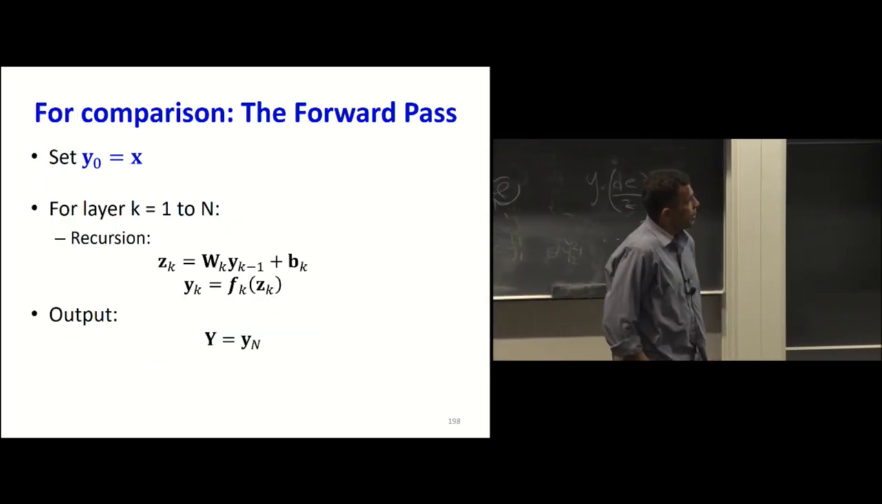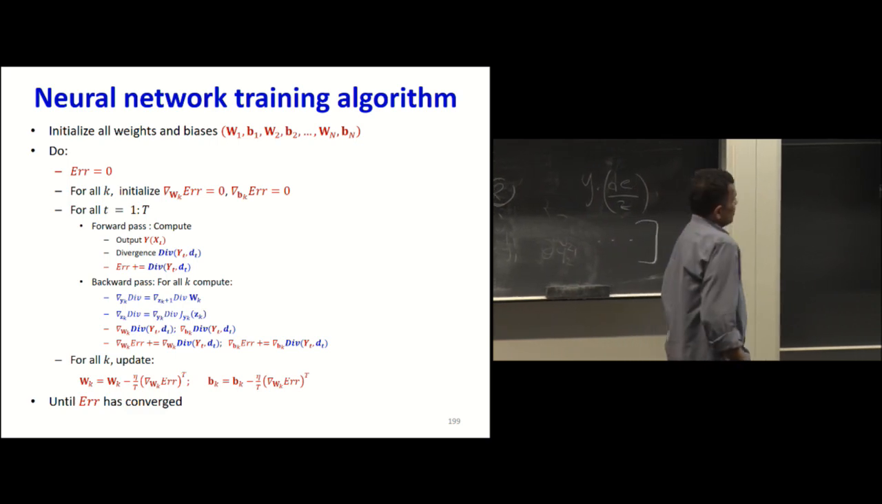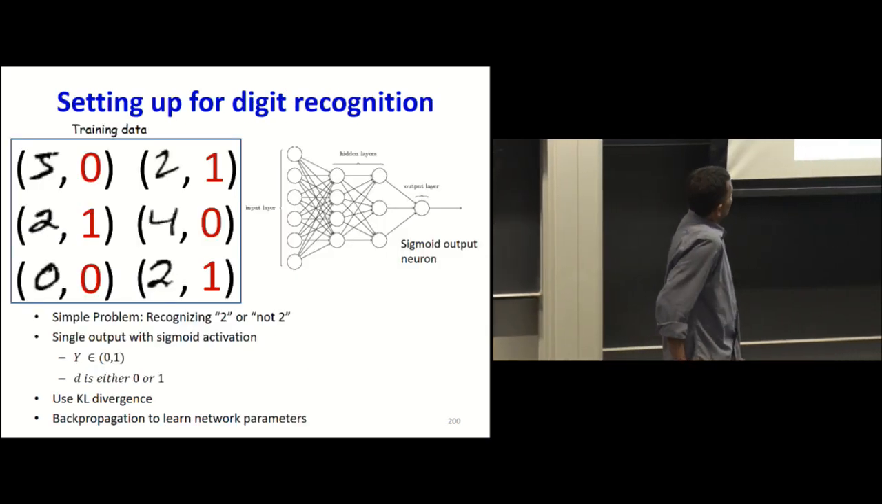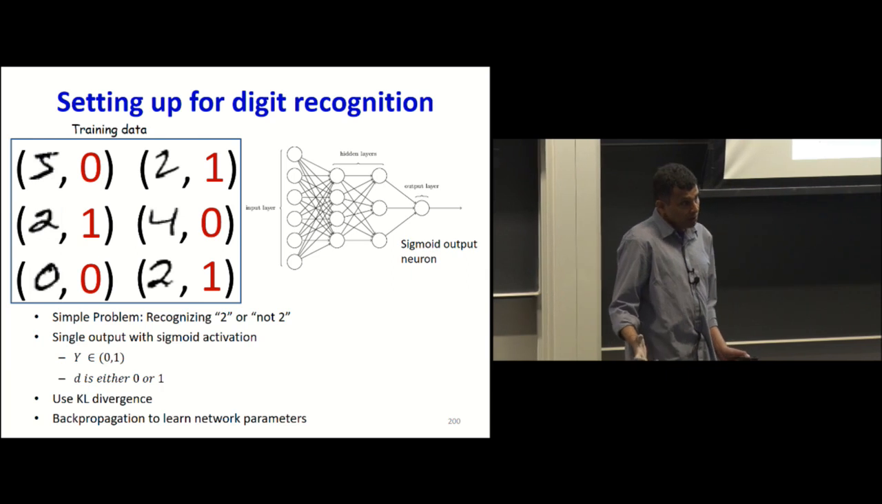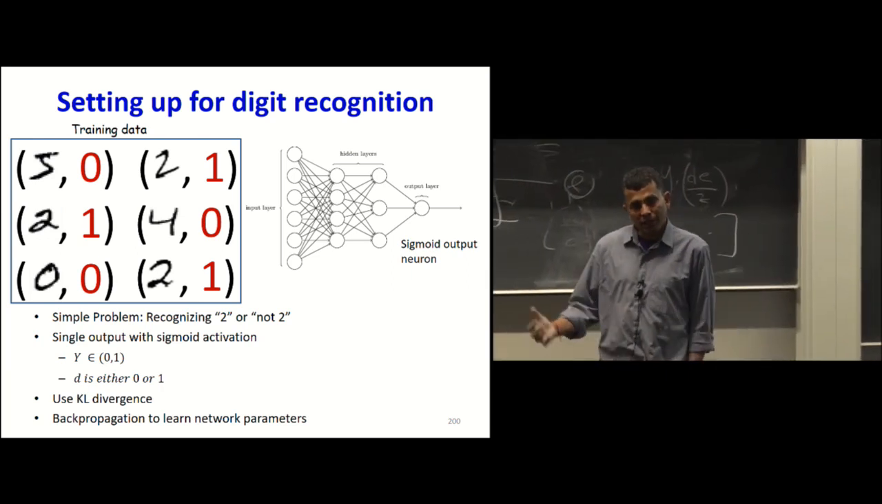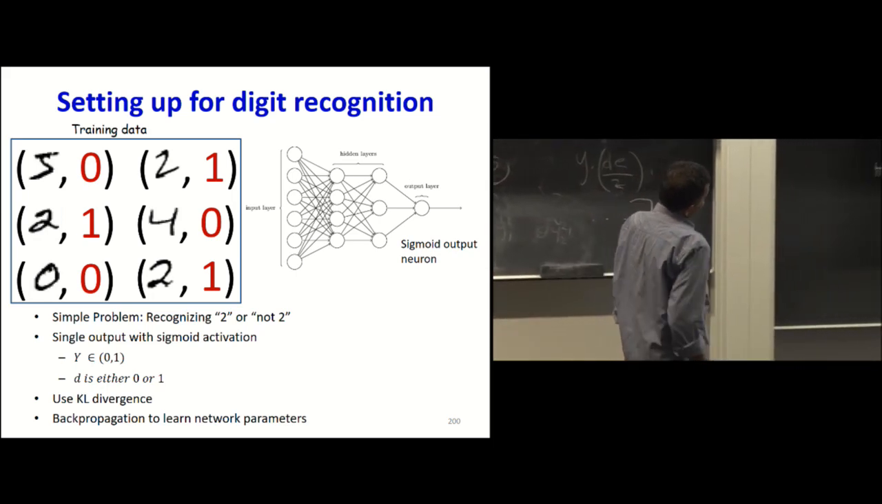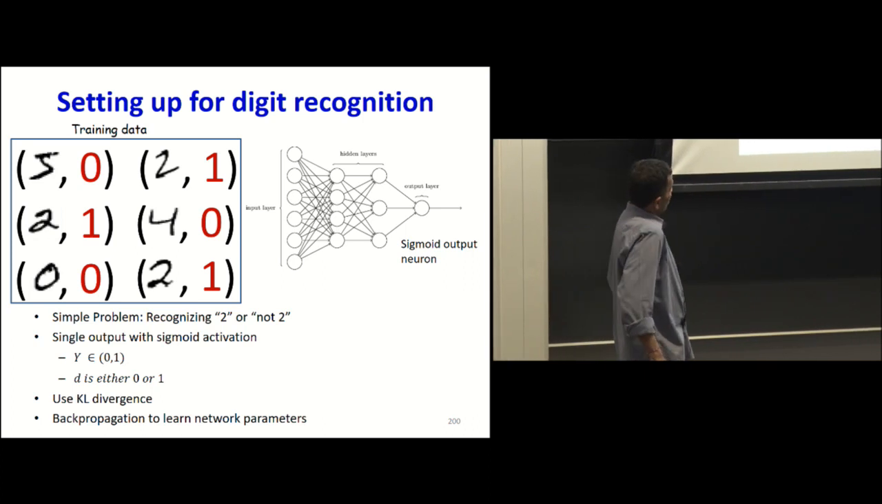So that's the whole training algorithm, but I'll skip that. If I were to set myself to any specific training task, what would I actually be doing? I'm going to be defining my inputs and outputs. Exactly this simple problem, recognizing 2 or not 2.